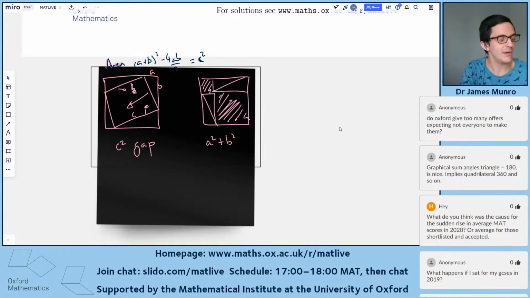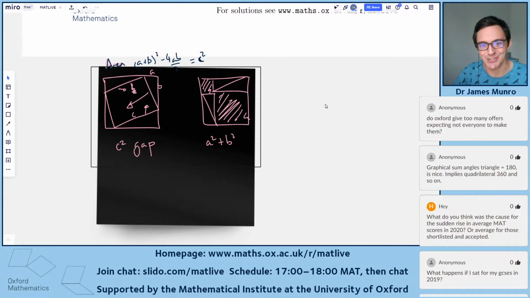Does Oxford give too many offers, expecting not everyone to make them? For mathematics, we make about 10% more offers than we have places. Not because we're expecting people to not make them. We're expecting people to make them. But because about 10% of our applicants who we make offers to decide to go to university somewhere else instead, which is quite low.